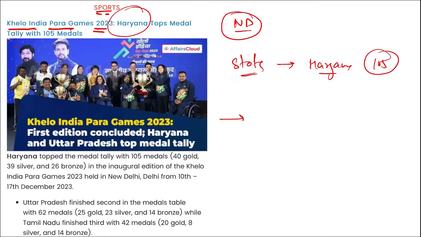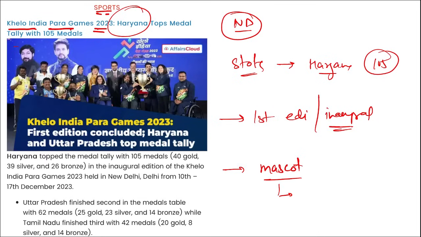Then remember, this Khelo India Para Games was the first ever edition, or the inaugural edition, of the Khelo India Para Games. Next thing, remember the mascot here. What was the mascot of this Khelo India Para Games first edition? It is Ujwala. Ujwala is the mascot here. This is a sparrow, right? Remember this also. Which bird symbolizes the mascot?